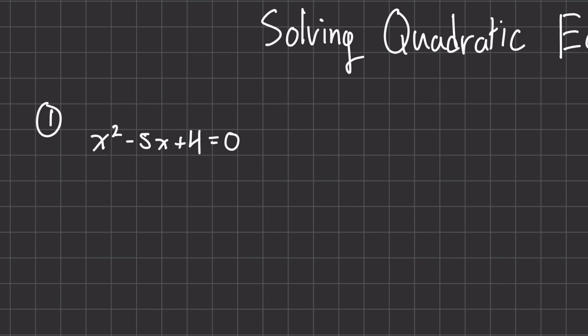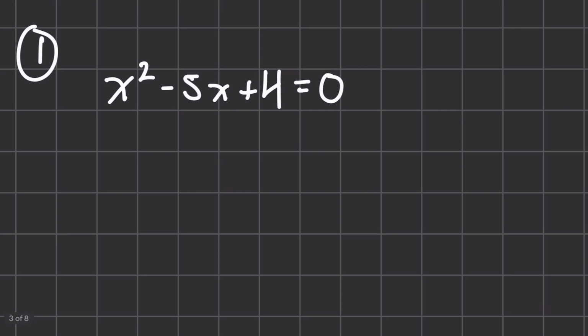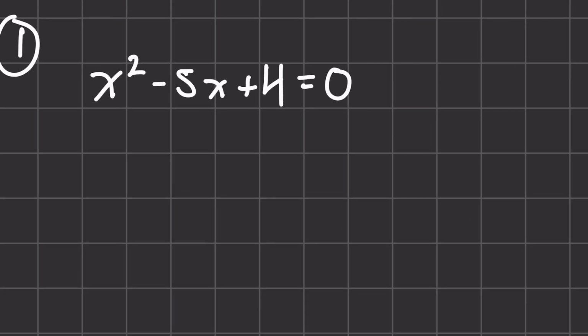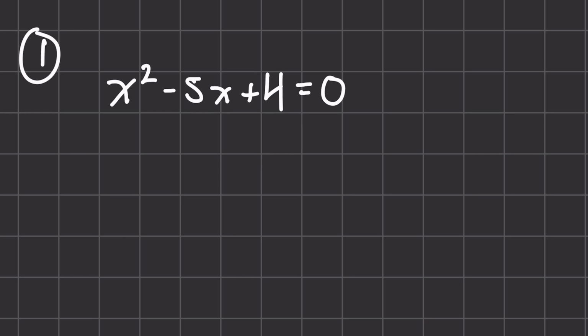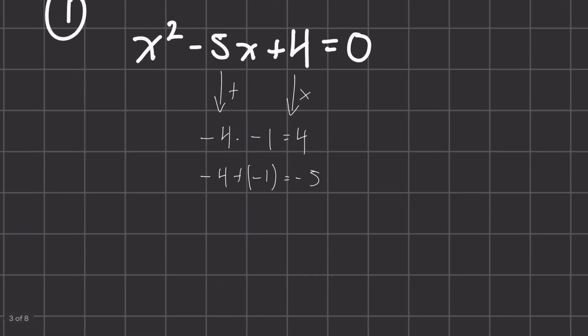Alright, so for this first one, it's a factorable equation. Which means that we're basically looking for two numbers that multiply to this value and add to this value. So in this case, we want two numbers that multiply to 4 and add to -5. Notice that when you have -4 times -1, that gives you 4. And when you have -4 plus -1, that gives you -5. Perfect.